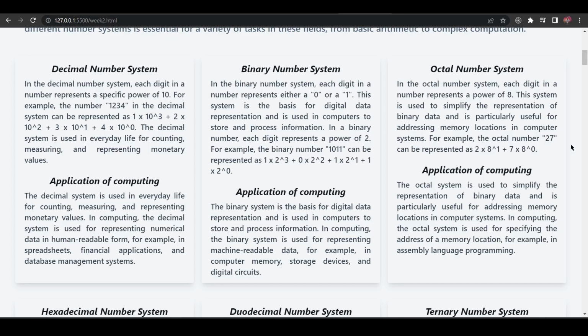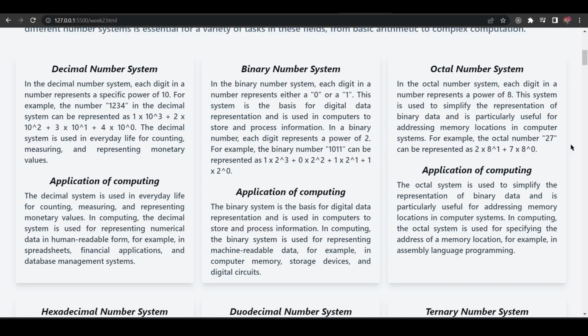Next is the octal number system. In the octal number system, each digit in a number represents a power of 8. This system is used to simplify the representation of binary data and is particularly useful for addressing memory locations in computer systems. So, example niya, the octal number 27 can be represented as 2 times 8 up arrow 1 plus 7 times 8 up arrow 0.